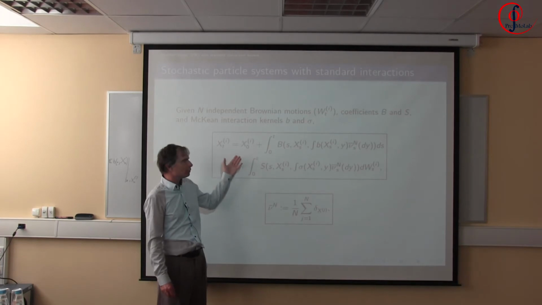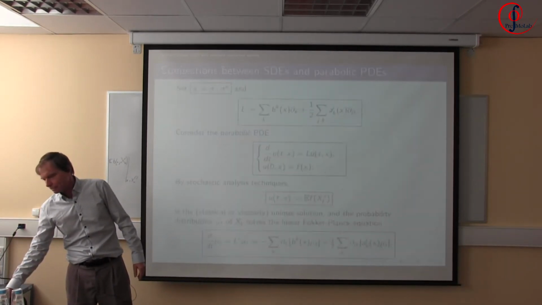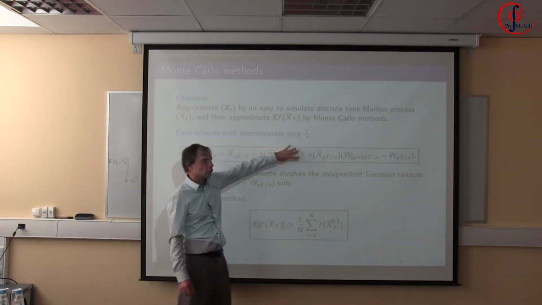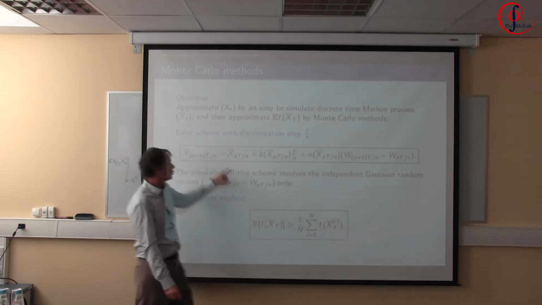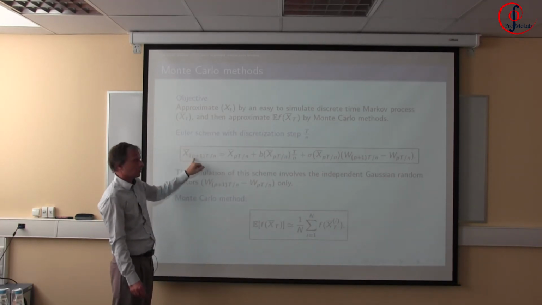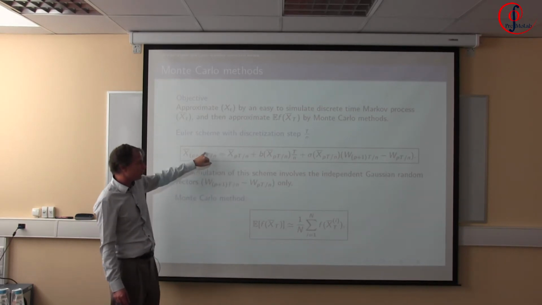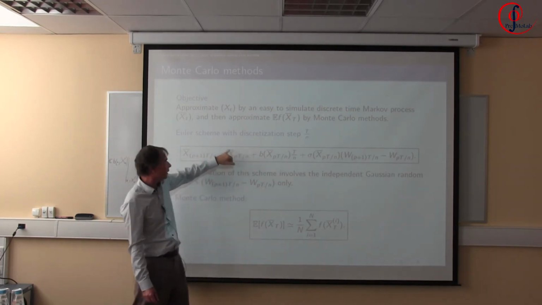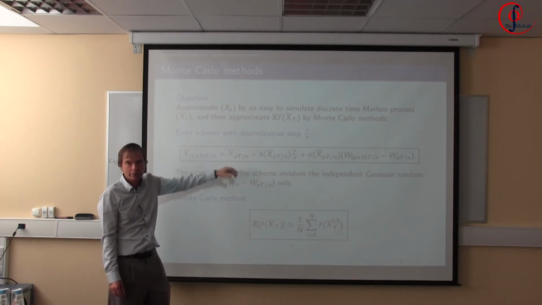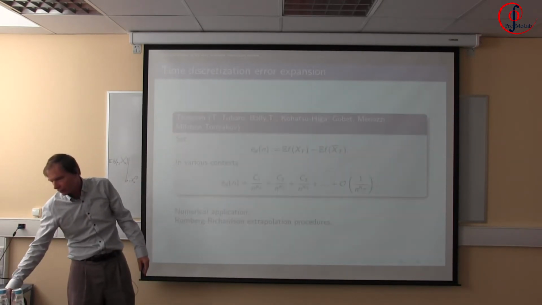At each time step, so forget the interaction kernel for a while. At each time step, I simulate independent copies, independent samples of this discrete time process. And then the empirical measure is simply 1 over n, the sum of delta of x bar at time pt over n. So that's exactly the same story here.